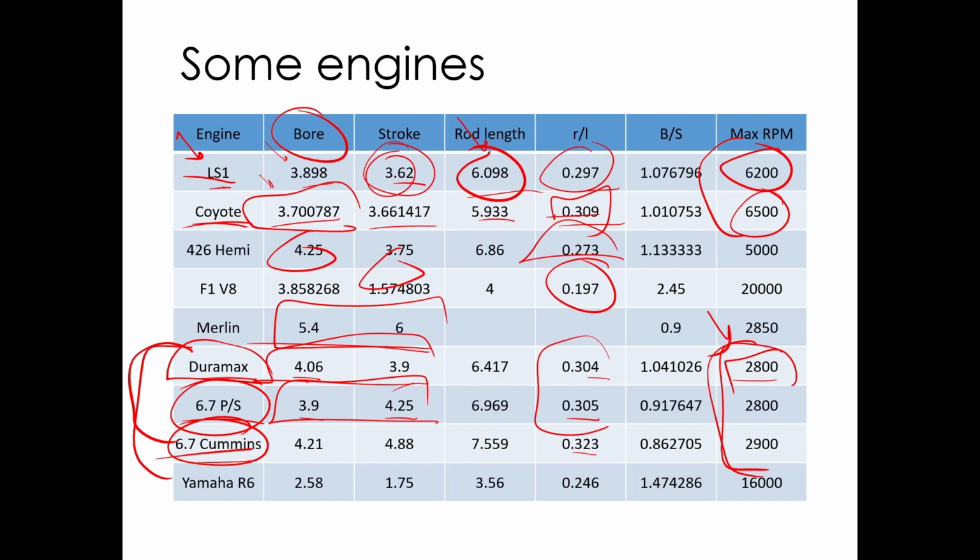The 6.7 Cummins is an iteration of an engine going back to the old 6BT, I think. The engine's been around a long time, but they've gradually made it bigger and better. It's a straight 6. These are both V8s here. This is a straight 6. And you'll see that it doesn't have a particularly good value for R over L. It's close to that 1/3. It's the worst of pretty well anything in this table here.